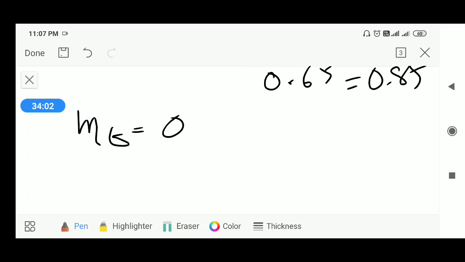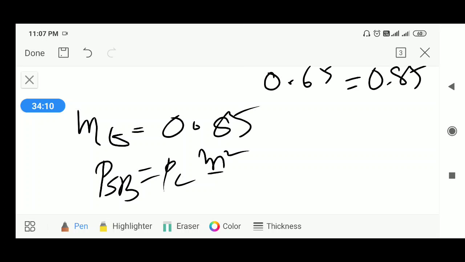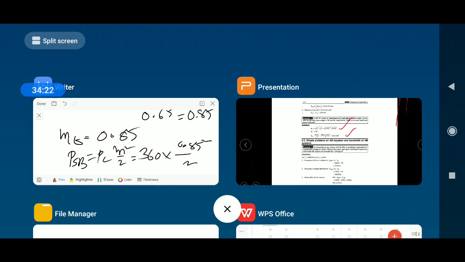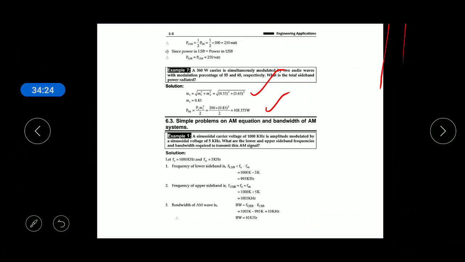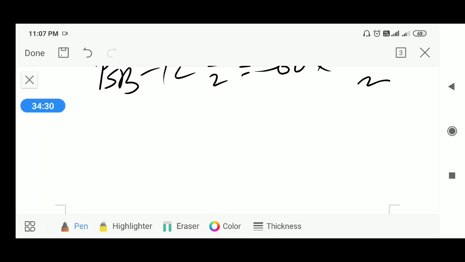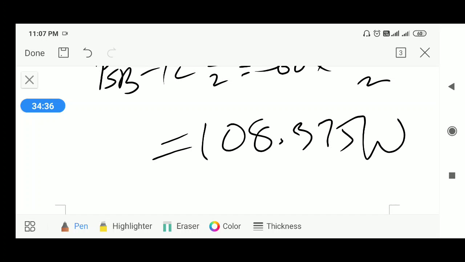Value of mt is equal to 0.85. And sideband power is equal to Pc into m square by 2. Pc is equal to 360 watt into m square, 0.85 square by 2. Then the answer will be 108.375. The answer will be 108.375 watt is the total sideband power in this double tone AM modulation.